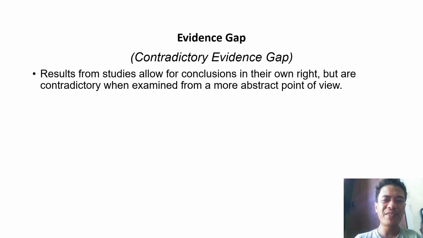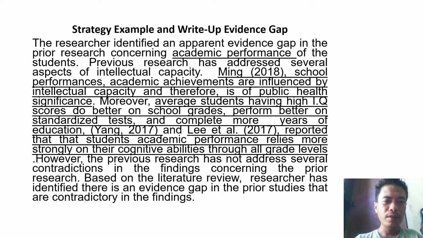Okay, we have different types of research gap. The first one is the evidence gap, or the contradictory evidence gap. Results from studies allow for conclusions in their own right but are contradictory when examined from a more abstract point of view. Here is the strategy, example, and write-up of the evidence gap. By the way, class, the research gap is very important.